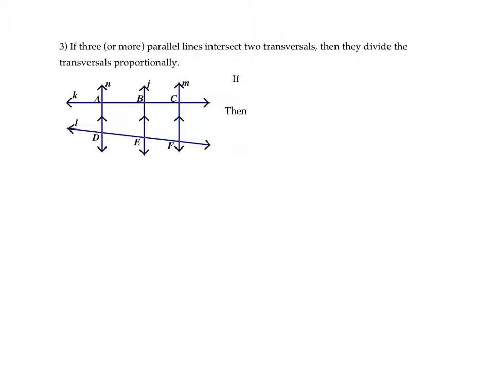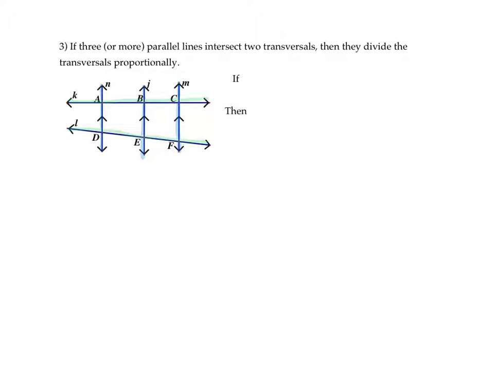All right, our third and final theorem for today says if three, or it could be more, parallel lines intersect two transversals, then they divide the transversals proportionally. So I'm going to highlight the parallel lines N, J, and M, and notice that they intersect these two transversals. K is a transversal, and line L is a transversal.